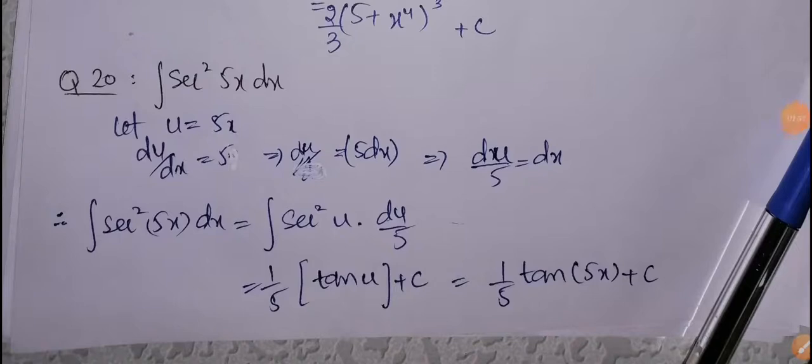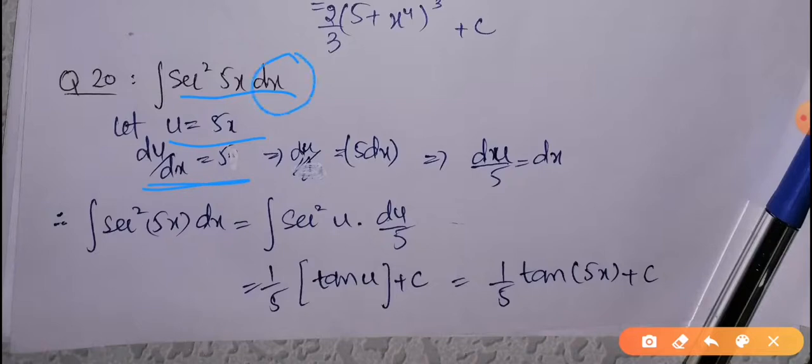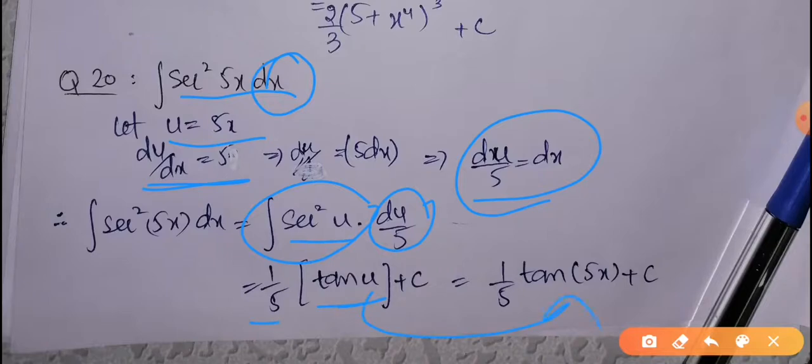Next we have question number 20 from the exercise, integral of secant square 5x. So here I am going to take u to be 5x, so that du by dx will be equal to 5, and the value of dx will be equal to du over 5. Now inserting the values, it becomes integral of secant square u du over 5. So 1 by 5 integral of secant square will be equal to tan, so tan u plus some constant c, and inserting the value of u again, we get the final answer.